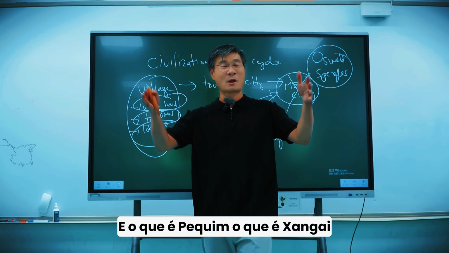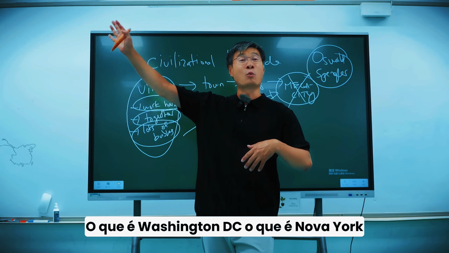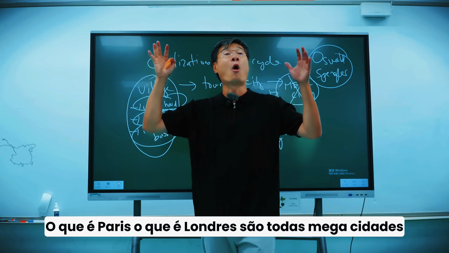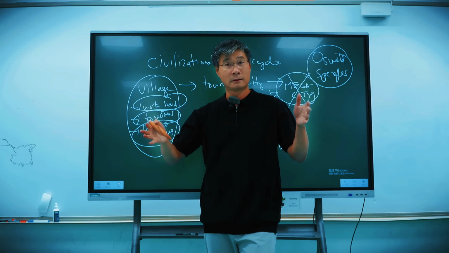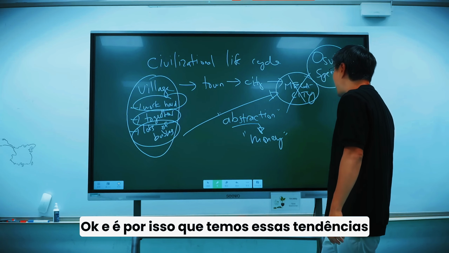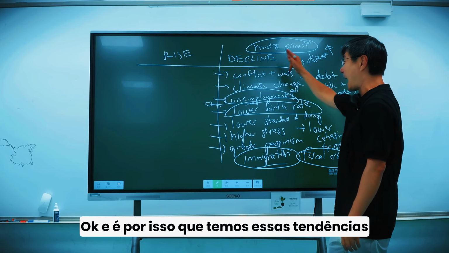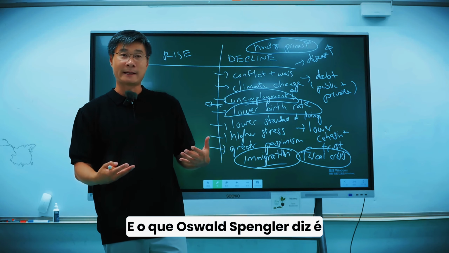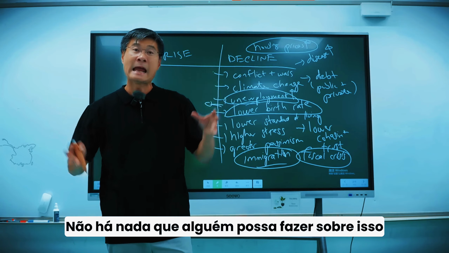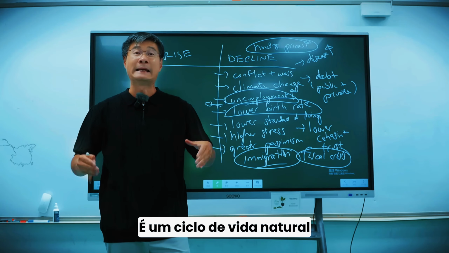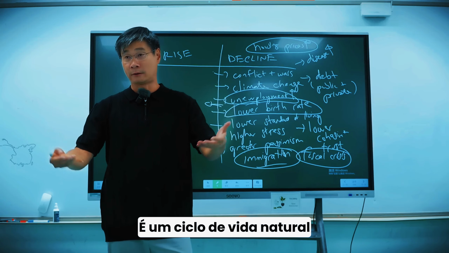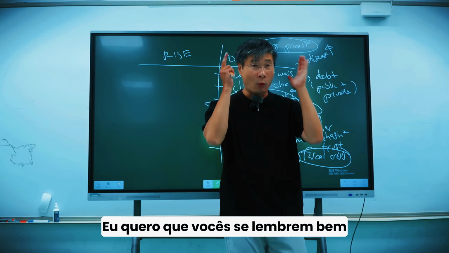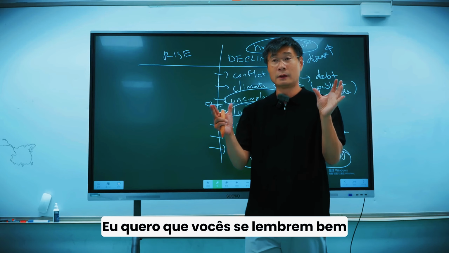And what is Beijing? What is Shanghai? What is Washington, D.C.? What is New York? What is Paris? What is London? They're all megacities. Okay? And that's why we have these trends. And what Oswald Spengler says is, there's nothing anyone can do about this. It is a natural life cycle. All right? So these are the three major theories I want you guys to remember.